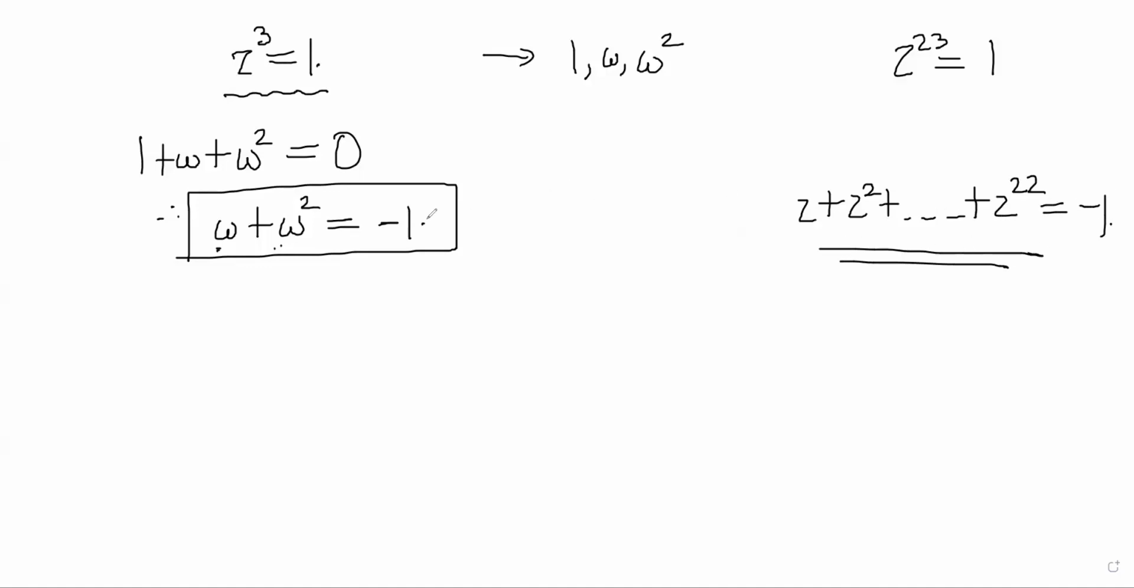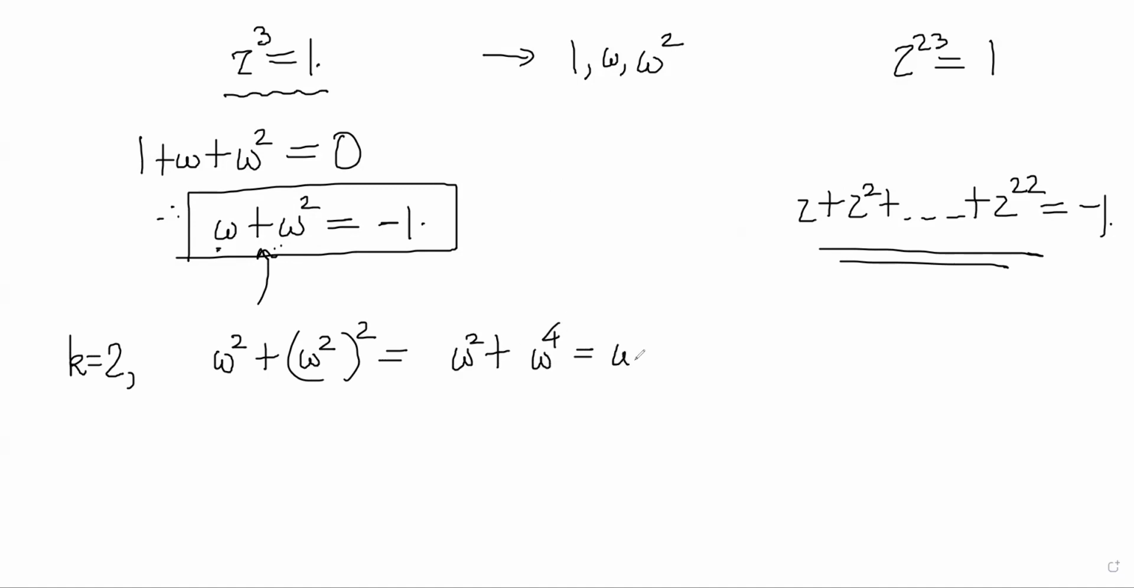Now, what I want to say is, let's say k is 2. What I will say is, if you do omega square plus omega square square, that should also add up to minus 1, just like this. So what you get is omega square plus omega power 4 is equal to omega square plus omega cube times omega, which is omega square plus omega, which is minus 1.